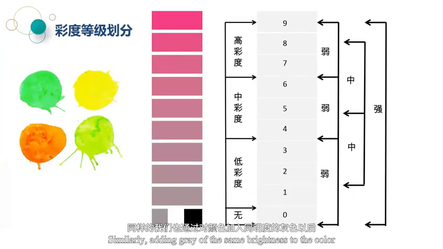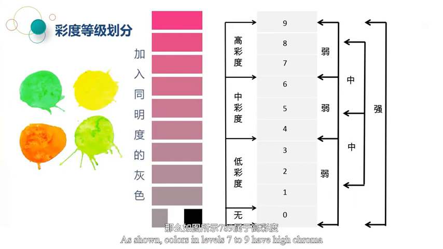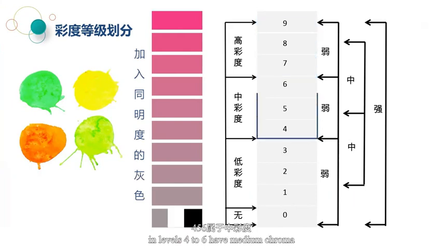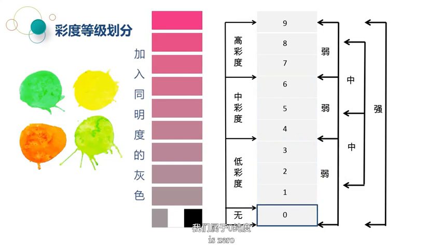Similarly, adding gray of the same brightness to the color, we can divide the color into 9 levels. As shown, colors in levels 7 to 9 have high chroma, in levels 4 to 6 have medium chroma, and in levels 1 to 3 have low chroma. The purity of black, white, and gray is 0. That is, they have no purity.